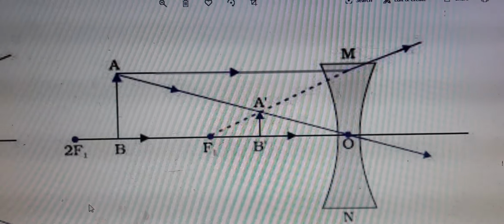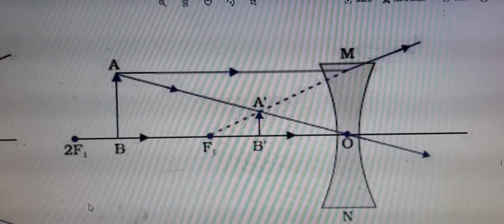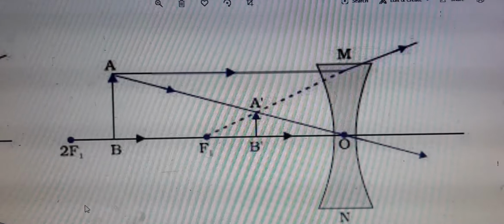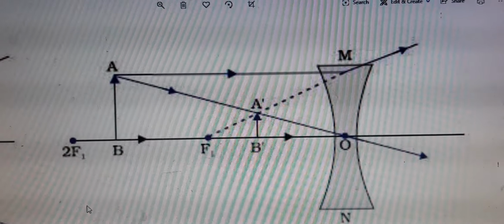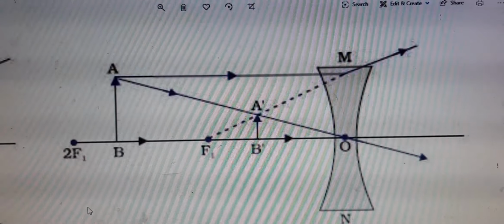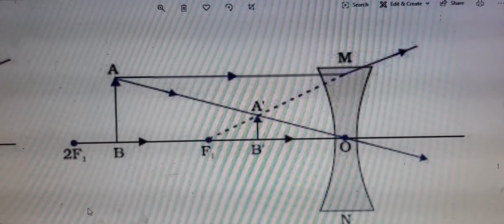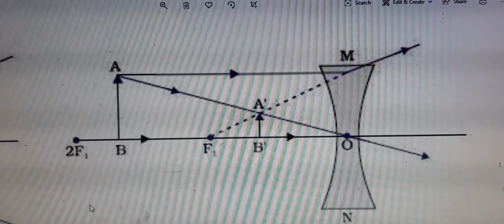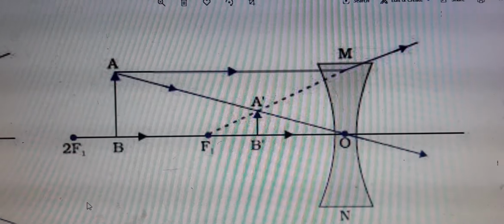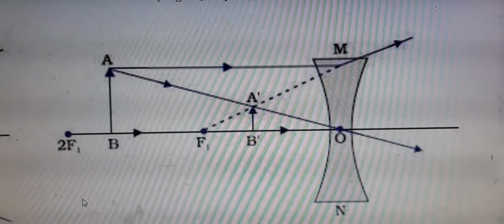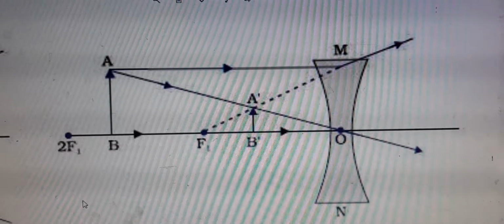This is the difference between a concave lens and a convex lens. A concave lens always forms virtual images, while a convex lens can form real images, and only in one case does it give a virtual image. But then that virtual image also has a difference. In the case of a convex lens, we found that the virtual image that was formed was enlarged. But in this case, the virtual image is diminished.